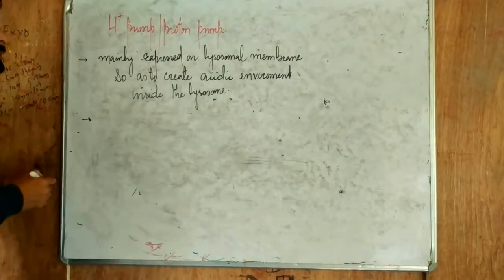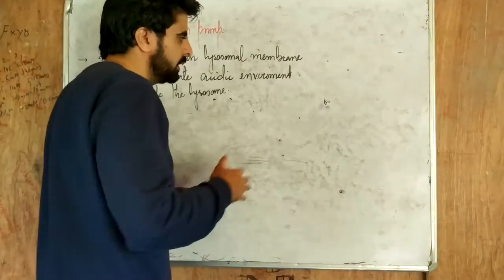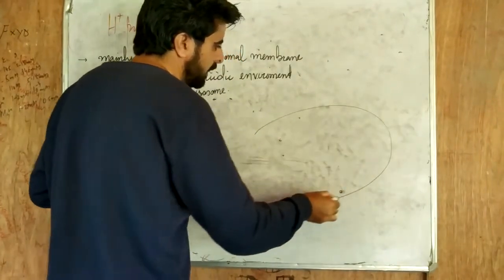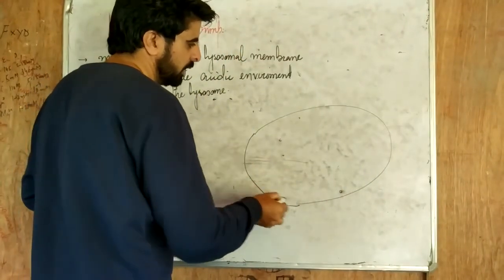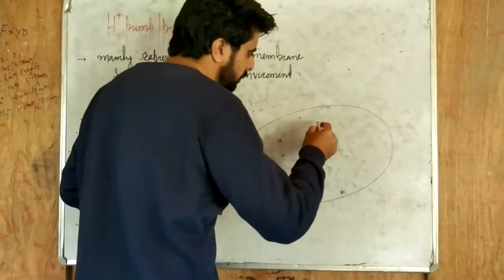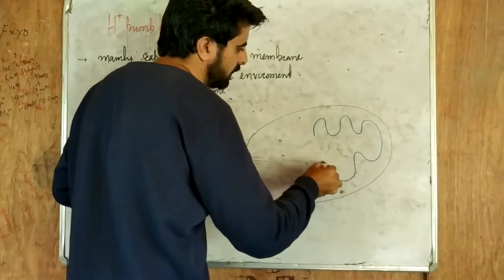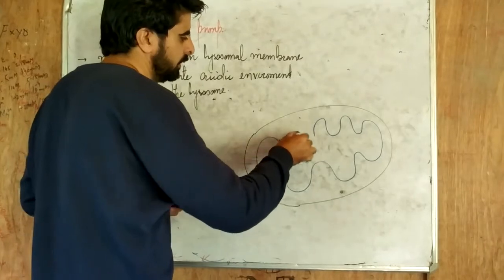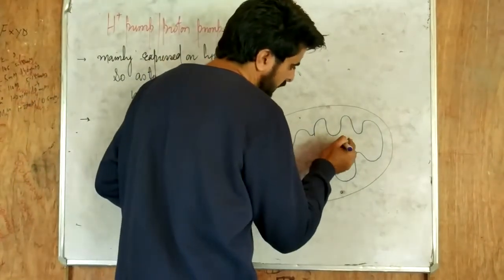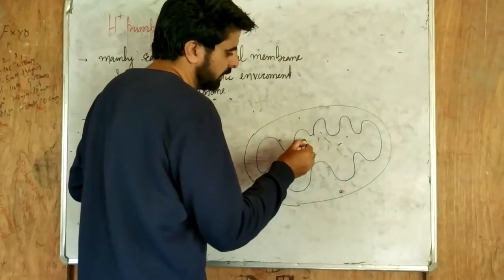And during cellular respiration, which mainly takes place in the mitochondria, for instance, if I am making the mitochondria here, roughly I am making a diagram. So this is the outer membrane of the mitochondria, which is a smooth membrane. And then we have the inner membrane, which is a folded one. This is the inner mitochondrial membrane, a folded membrane. Now, this is the matrix here, the mitochondrial matrix.